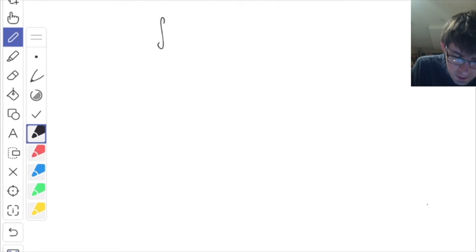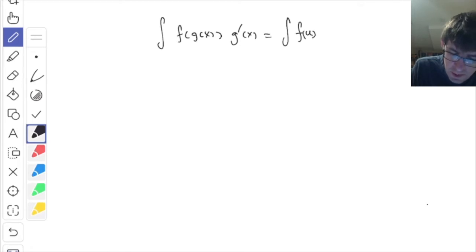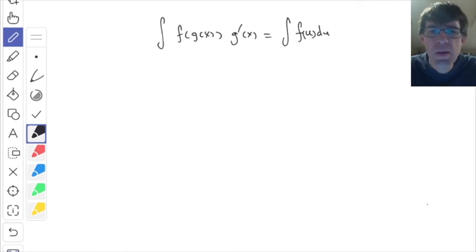This formula is not really worth memorizing per se, because when I do the U substitution, I don't really think it through in this way. But let's just talk about what our interpretation of this formula should be.